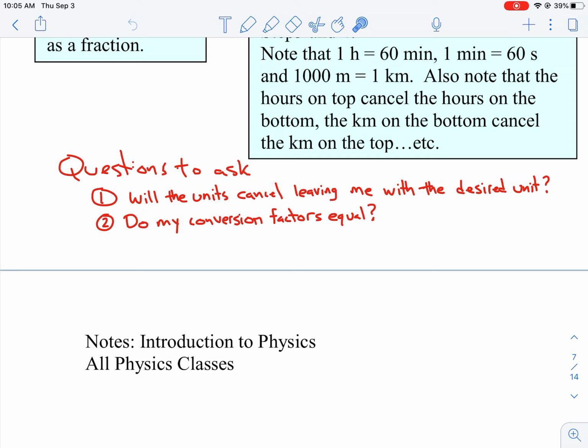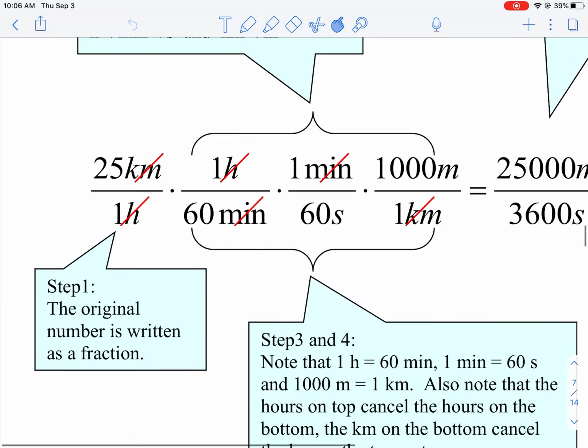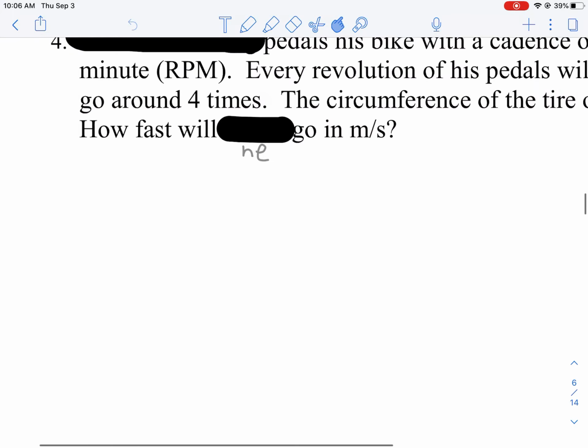The next question you need to ask yourself is, do my conversion factors equal? In other words, a conversion factor is something like 1 foot equals 12 inches, or 1 inch equals 2.54 centimeters. So when you're using those conversion factors, you better make sure that those are in fact equal. So if you can say yes to this, and you can say yes to this, then most likely you have this set up properly.